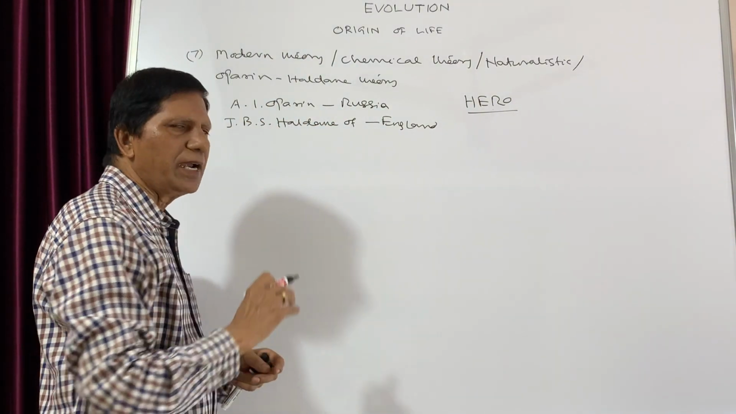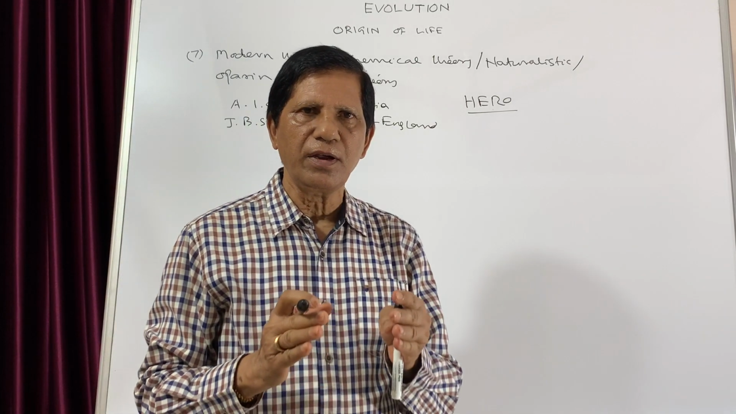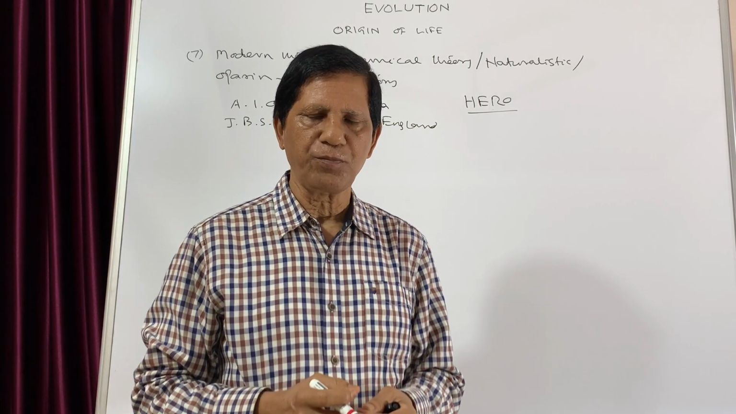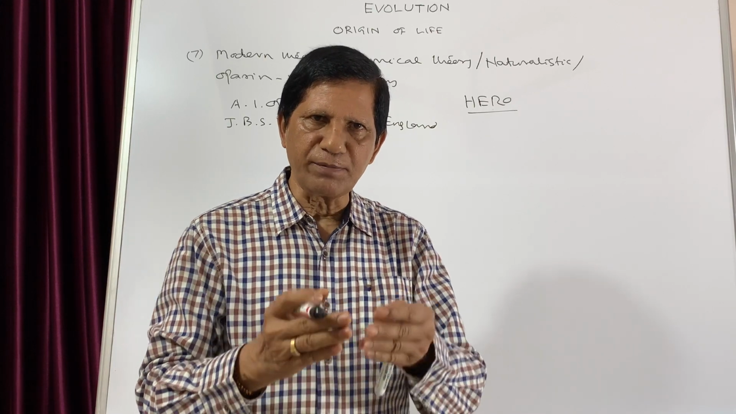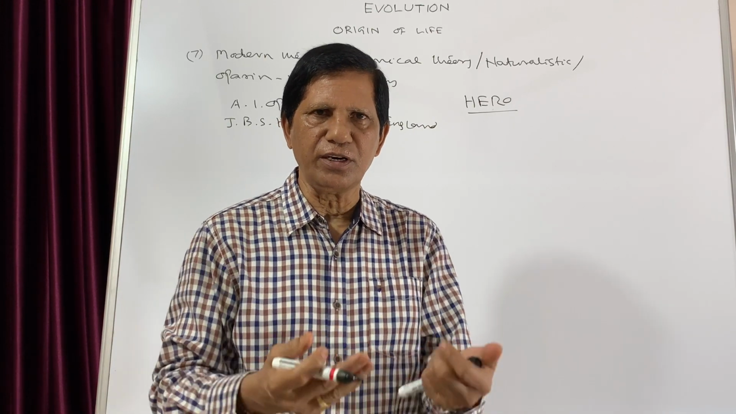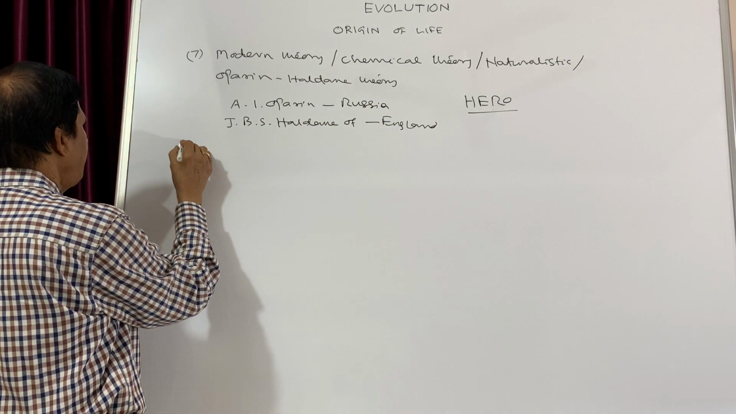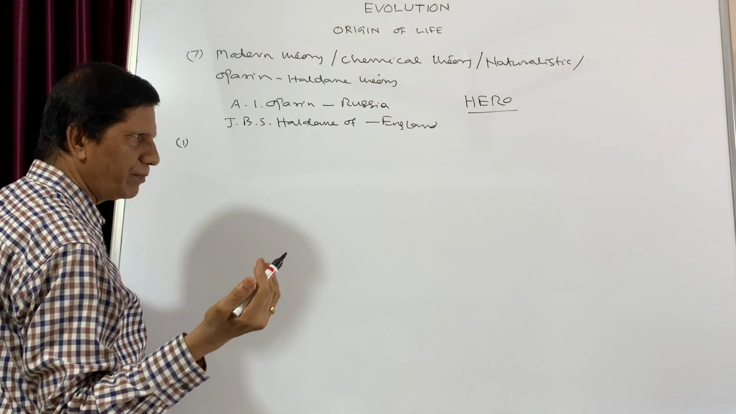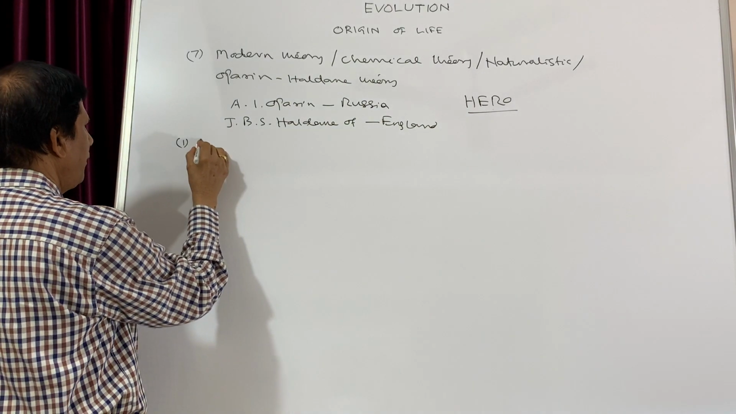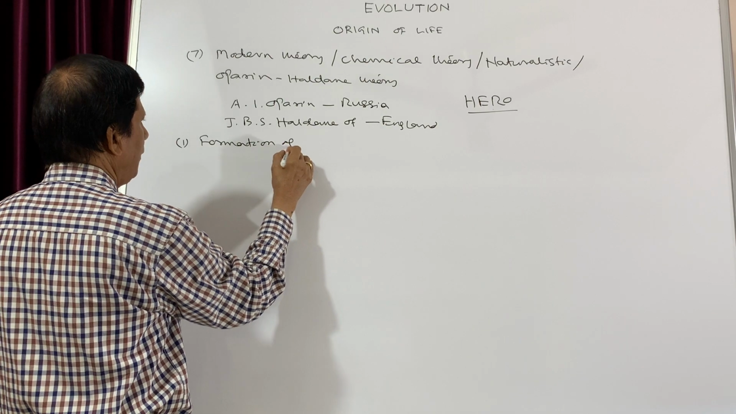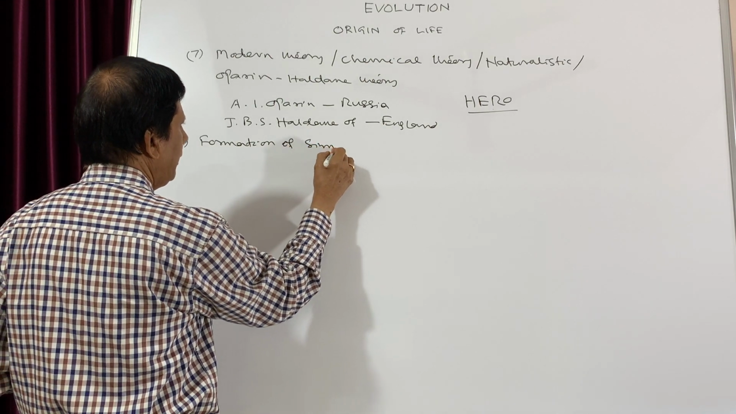So these are the two scientists who put forth that the life has been originated from chemicals. So what are the different steps they have discussed for the origin of life? Let us discuss one by one. So the first step in the chemical origin of life is the formation of simple chemicals.